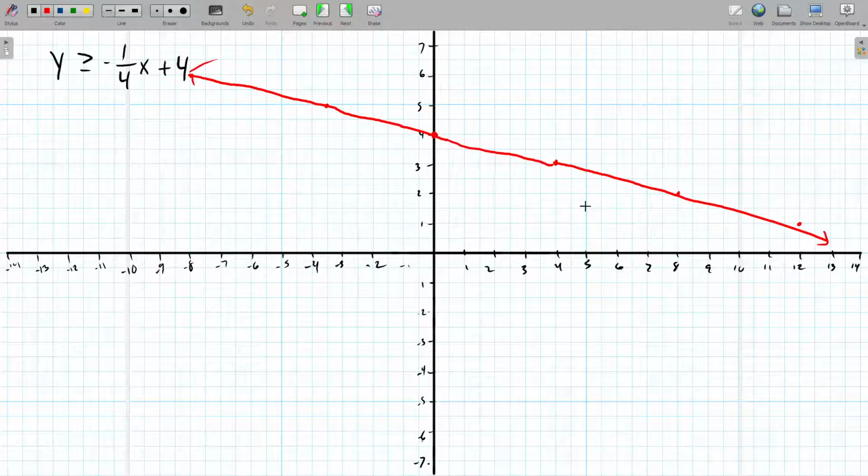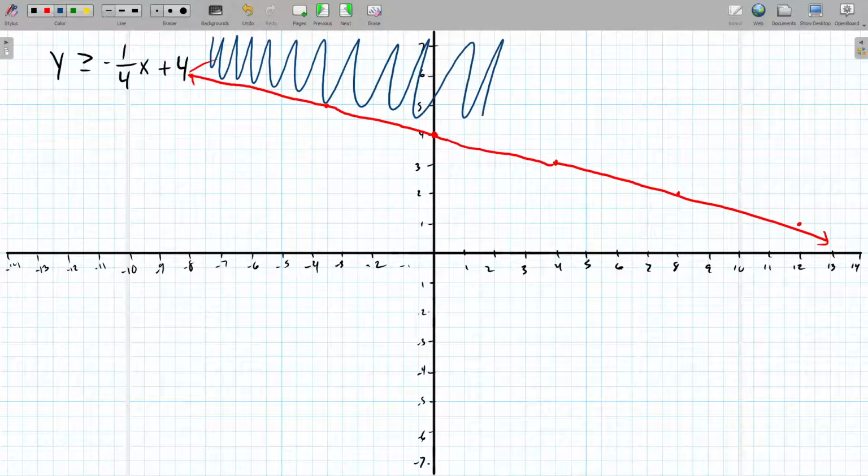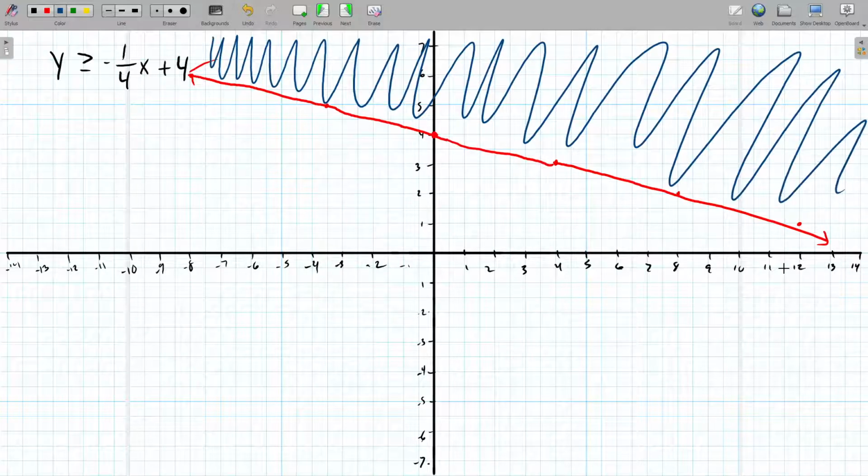This is saying y is greater than or equal to. So it's not only this line, it can be everything greater than this line. This is where having maybe a colored pencil might be beneficial because we need to do some shading. This is greater than, so everything above this line we want to shade. So I would shade everything above it.